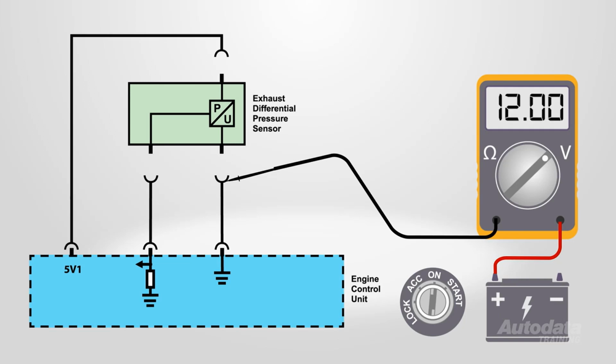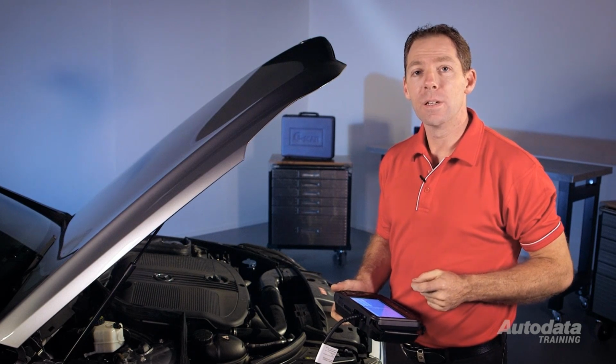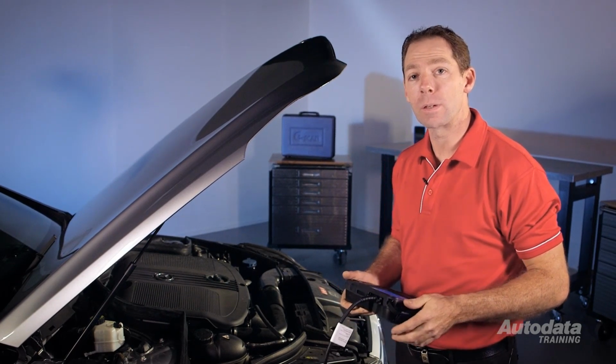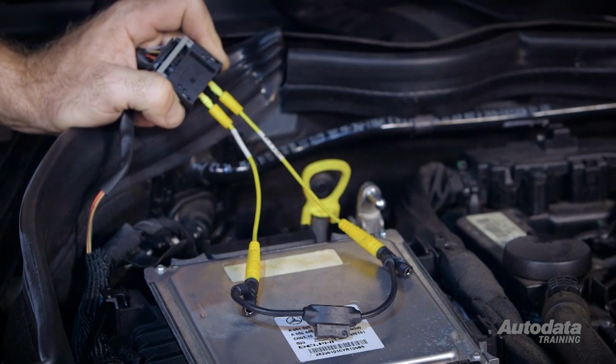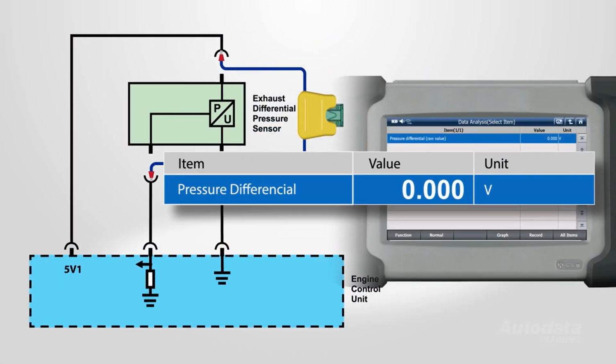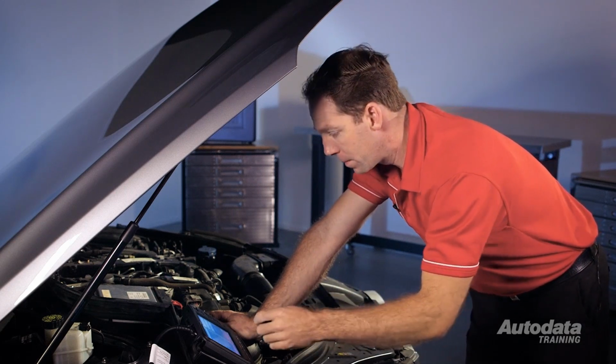The signal circuit on this system uses a pull-down monitored signal. To test this circuit quickly and accurately, I'll need to monitor the scan tool data while changing the signal voltage on the circuit. I'll use a fuse jumper between the 5-volt reference and the signal terminal. The scan tool pressure sensor data value should change from 0 to 5 volts. If there was any other value present, I would need to carry out further testing on that circuit.